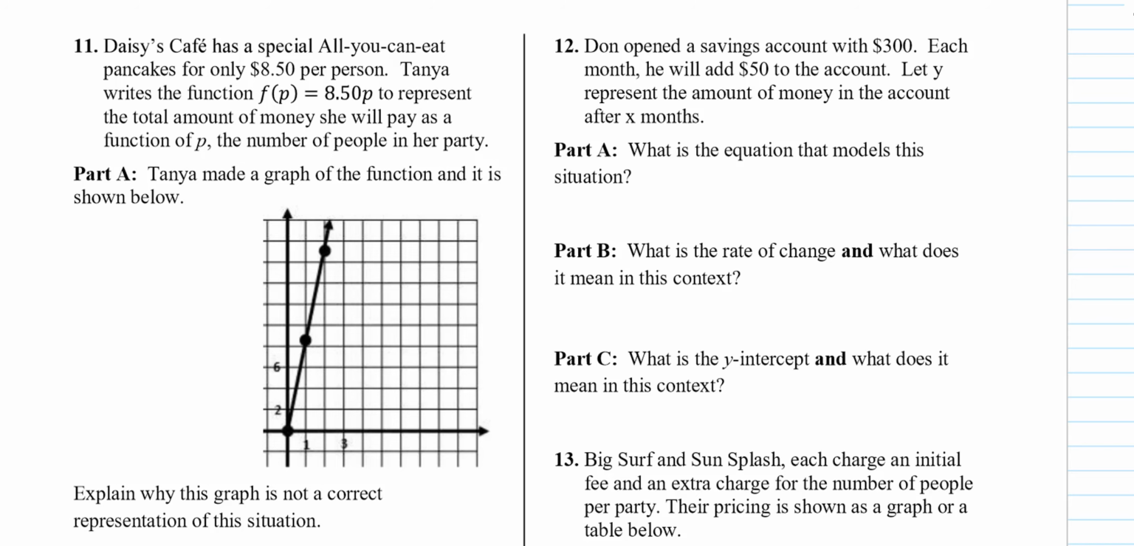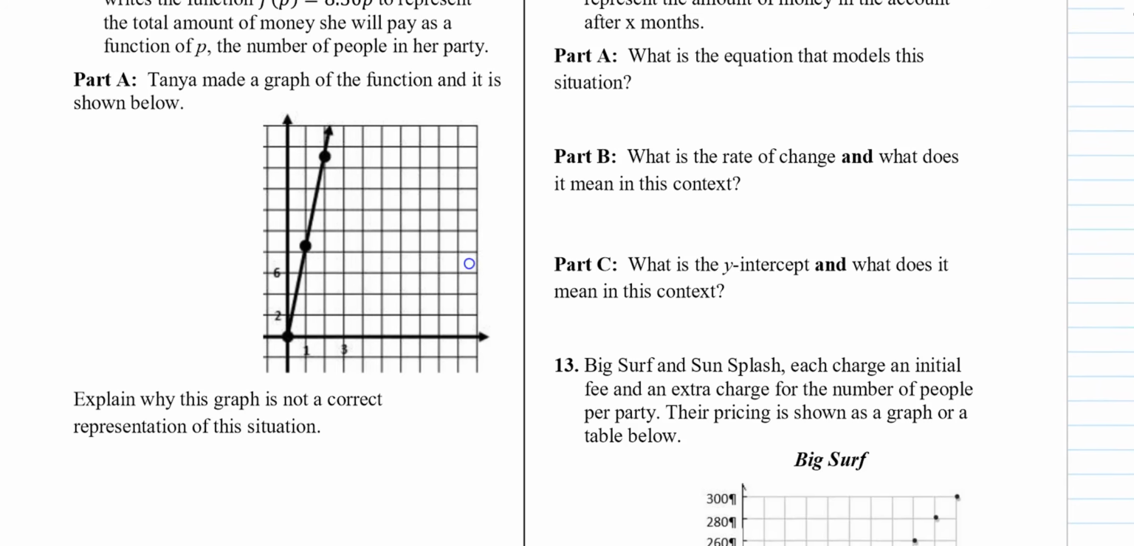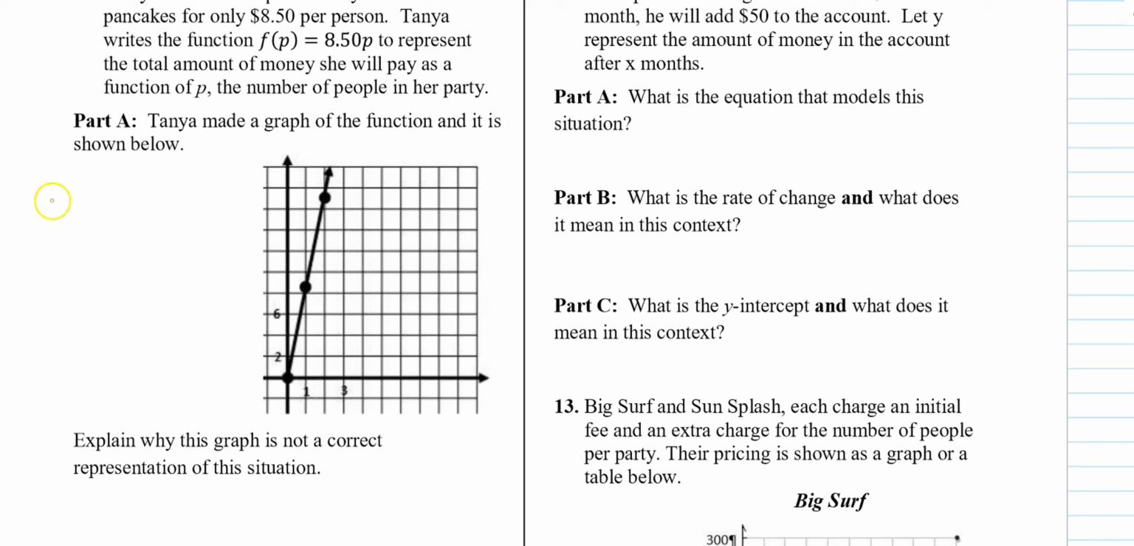Well, why is the graph not correct? What's wrong with this graph? Is the function wrong? So if f of p equals 8.50p, the slope is 8.5, so it's 8.5 over 1, and b should be 0. Well, if we look at this, we start at 0. It looks like we're going up 2, 4, 6, 8.5 over 1, so that looks okay. So what's wrong with the graph then?